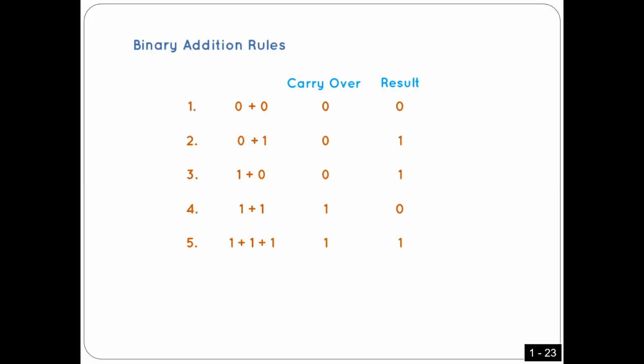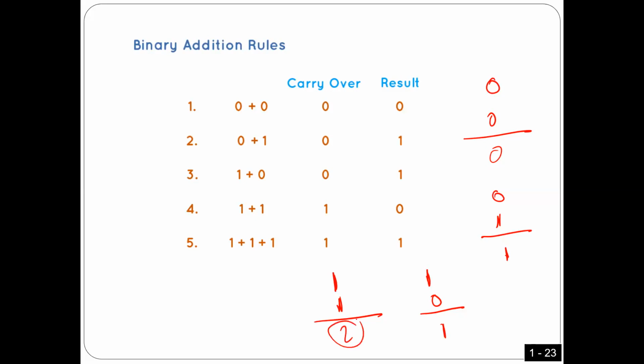The idea here, you may be familiar with this one. If you add bit 0 plus bit 0, the result is 0. If you add 0 plus 1, the result is 1. If you add 1 plus 0, the result is 1. However, if you add 1 plus 1, the result is 2. But wait a second, we don't have 2 here, because it's binary. You have only 0 or 1. So actually the result is 0, and you move a carry of 1 to the next one. So there is a carry here. Same thing if you add 1 plus 1 plus 1.